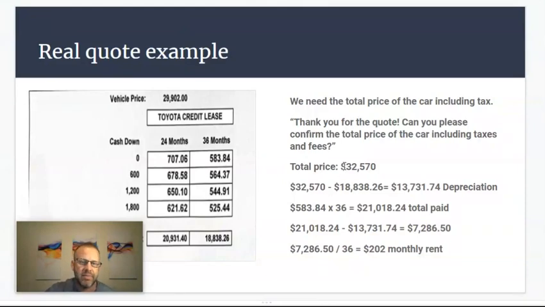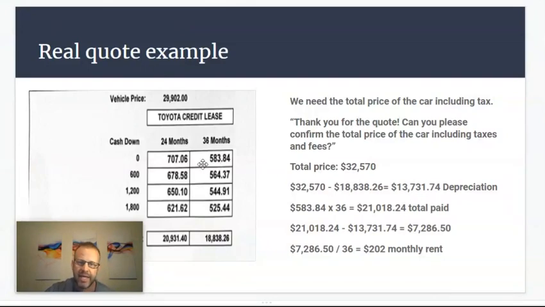So we're going to do the exact same thing we did before. We're going to take the total price, $32,570, minus the residual they gave us, $18,838. And then we're going to get a depreciation amount of around $13,731. So we've got to pay the car down from $32,000 down to $18,000, and that's $13,731 that has to be paid to the car.